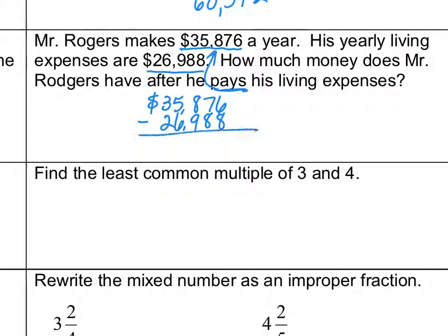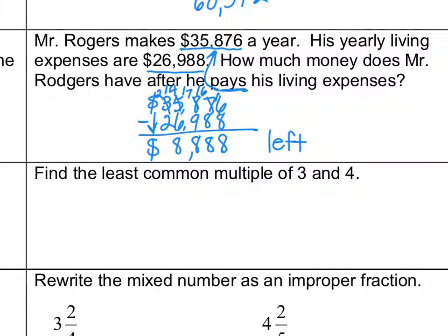26,988. Here we go. 6 minus 8. Let's borrow. 16 minus 8 is 8. 6 minus 8. Let's borrow. 16 minus 8 again is 8. 7 minus 9. Let's borrow. 17 minus 9 is 8. This is fun. 4 minus 6. Let's borrow. 14 minus 6 is 8. That's so funny. And don't forget your dollar sign. So he has this amount of money left.